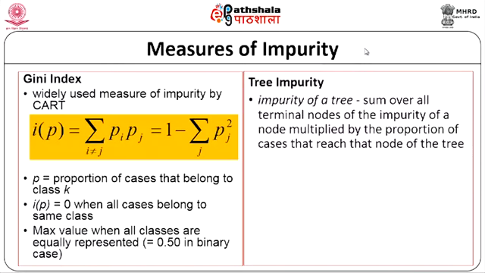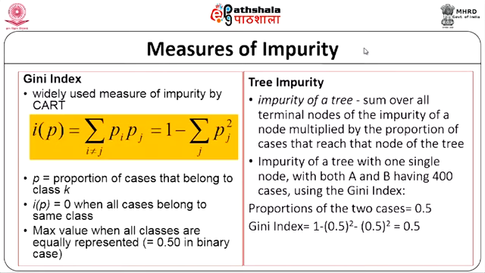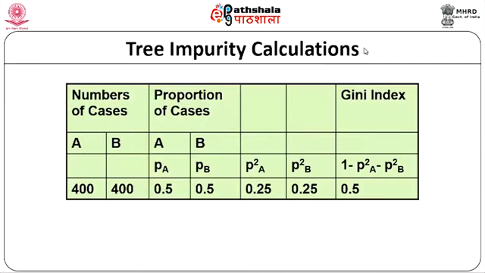We also spoke about tree impurity. The impurity of a tree is the sum over all the terminal nodes of the impurity of a node multiplied by the proportion of cases that reach that node in the tree. So, consider the impurity of a tree with one single node with both classes A and B having 400 cases. Using the Gini index, the proportion of the two classes is 0.5, so the Gini index will also be 0.5. This is how the tree impurity calculations are done, using the formula given in the previous slides.